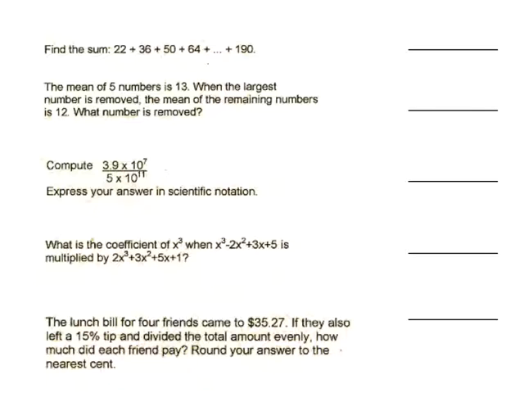Well, if I have a mean of 13 with 5 numbers, that means 13 times 5 is going to give me the total value of all of the numbers combined. So 5 times 13 is going to be 65. Well, one number is removed, and now I have a mean of 12. So that means I have 4 numbers with an average of 12.